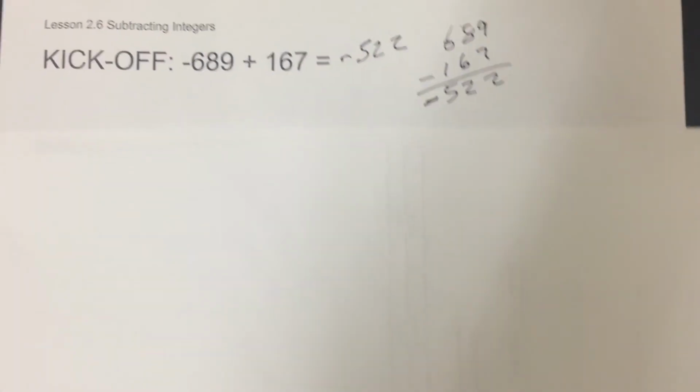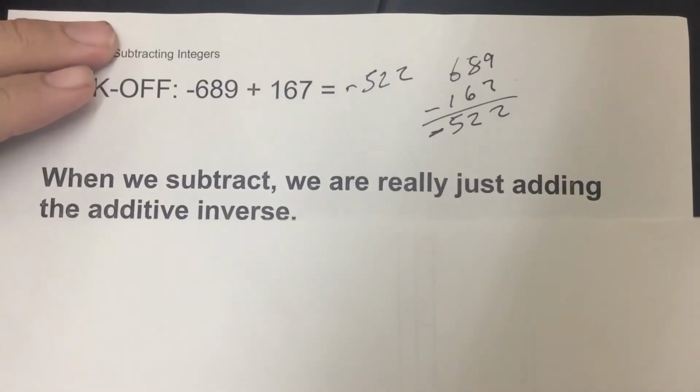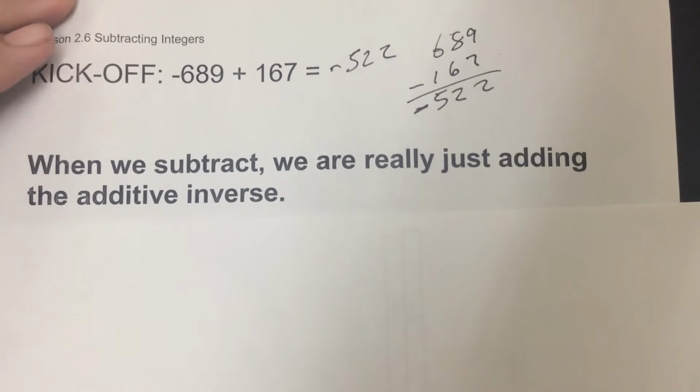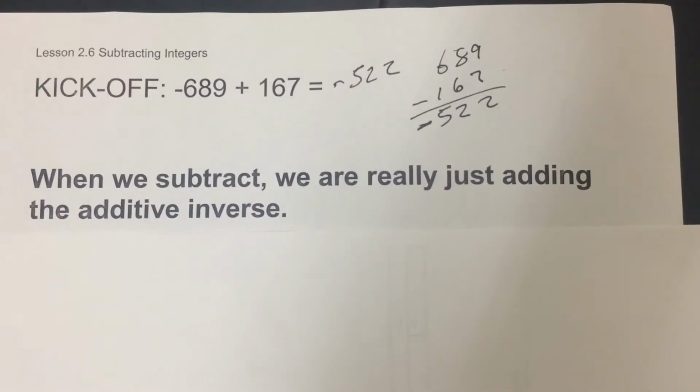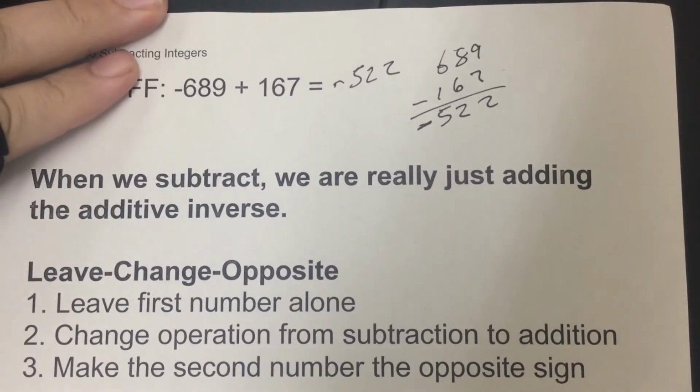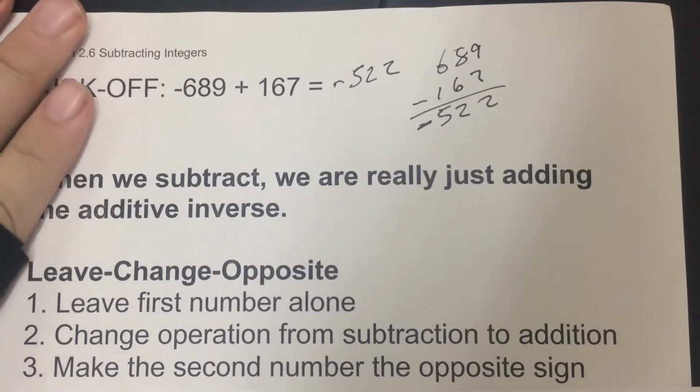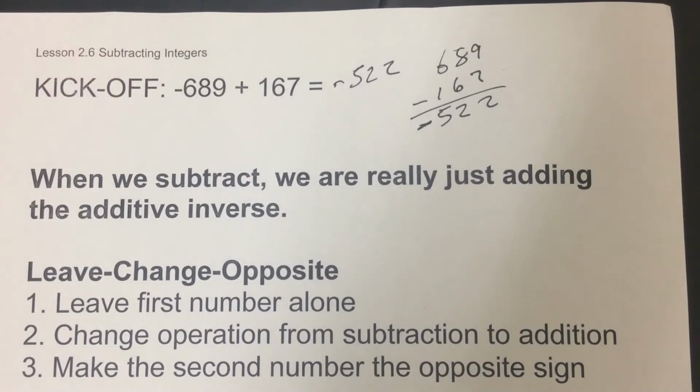All right. So really when we're subtracting, we're going to be adding the additive inverse. So we're going to rewrite it so that it matches up to a lot of what we were doing yesterday. We use those same rules. How we do that is by leave change opposite. Leave change opposite is we're going to go through.